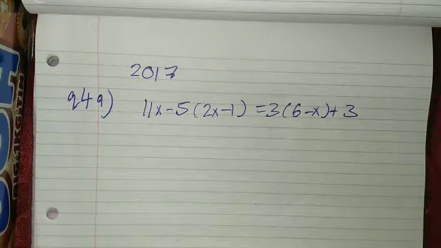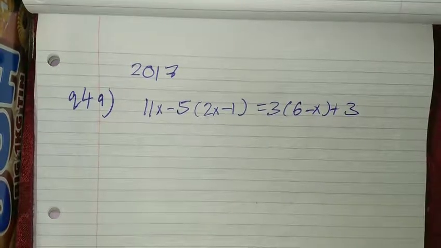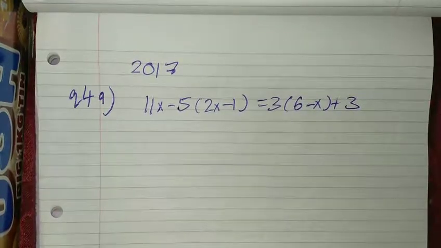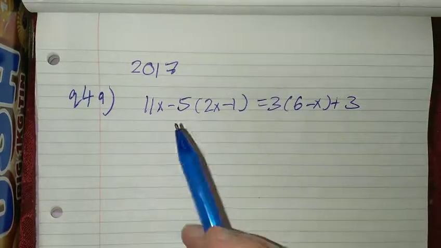So here we have 2017 question 4, and this is Leaving Cert Ordinary Level. So this is a question on algebra. So firstly, when I have this, I'm going to have to multiply out my brackets.